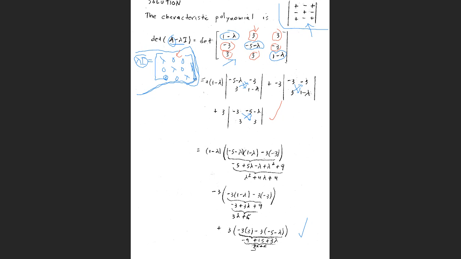This is -3 lambda plus 6 at the bottom here. Please let me know if you have any questions. What I did was I computed each cofactor, and then for the cofactors I simplified what's in the parentheses as well.